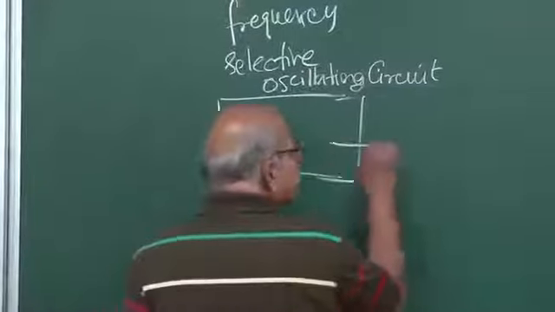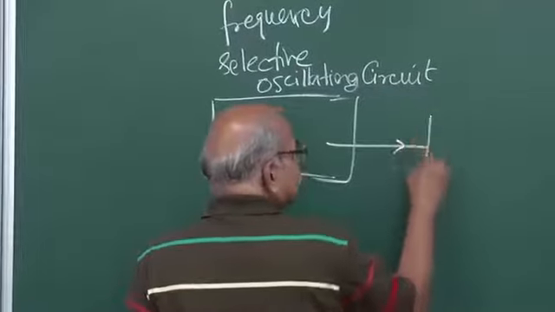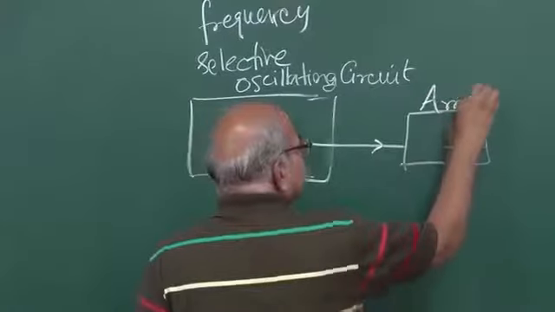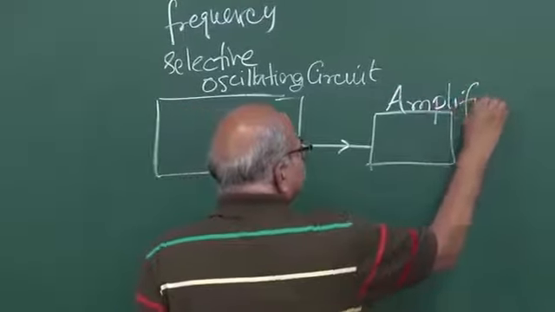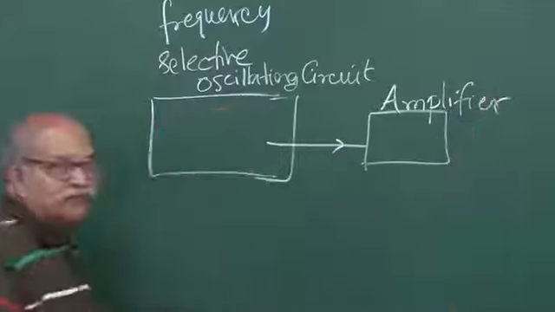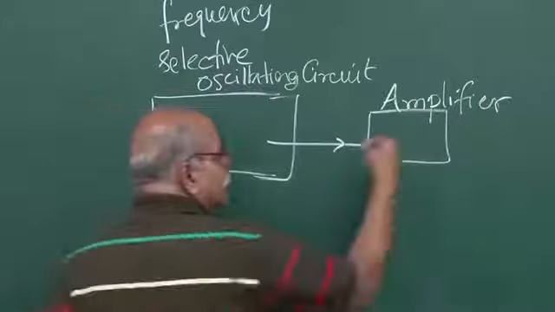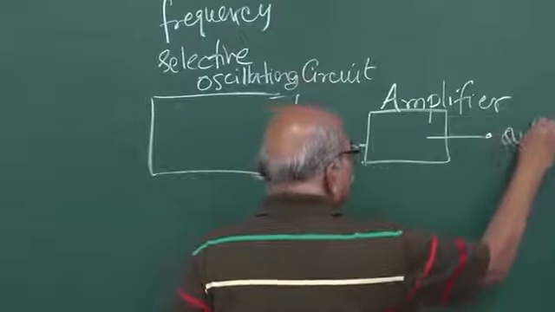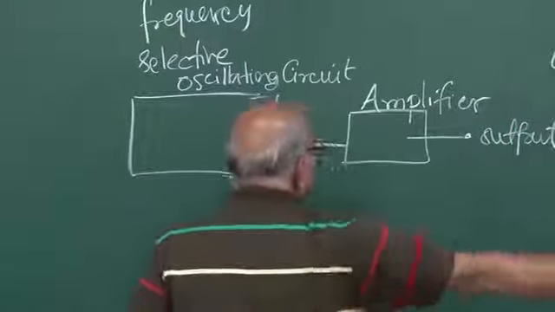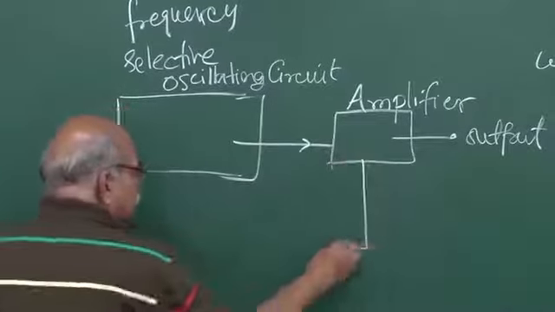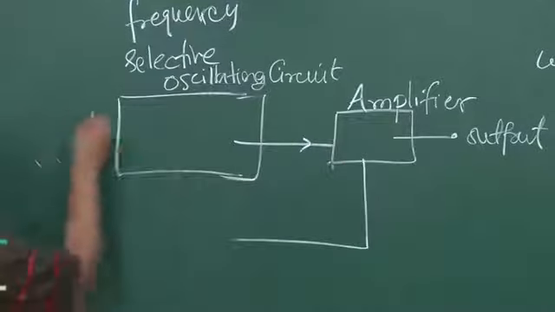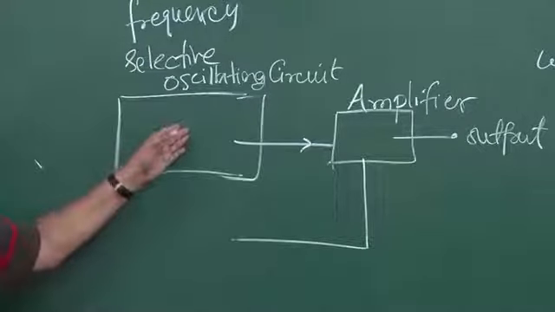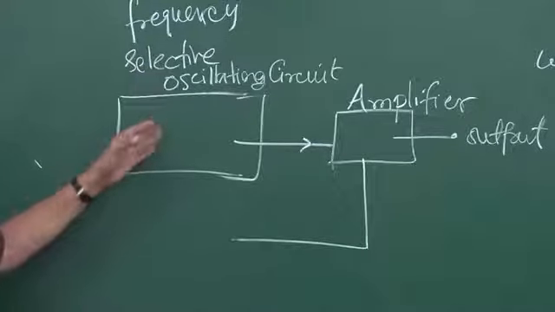And then you need an amplifier. This signal has to be amplified, and this is where the transistor comes into picture. And then this amplified signal, you can take your output also from here, use it for external world, and part of it should come back and add to this oscillating circuit, otherwise these oscillations are going to die out.